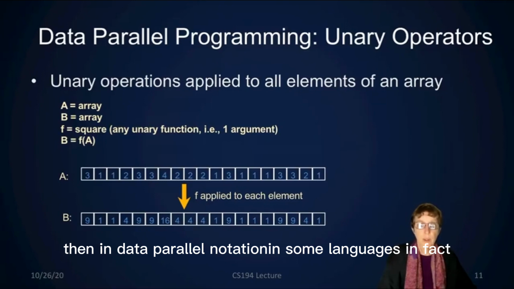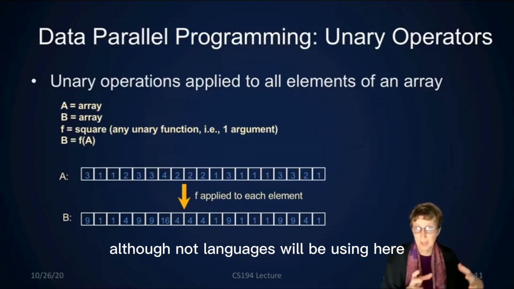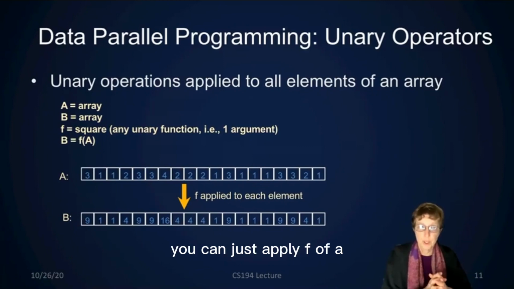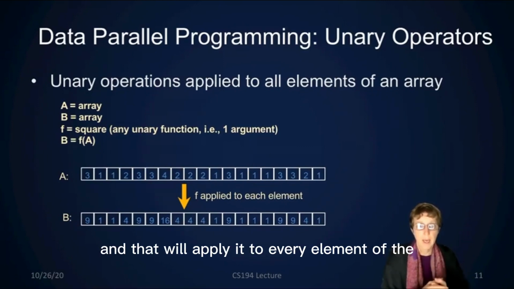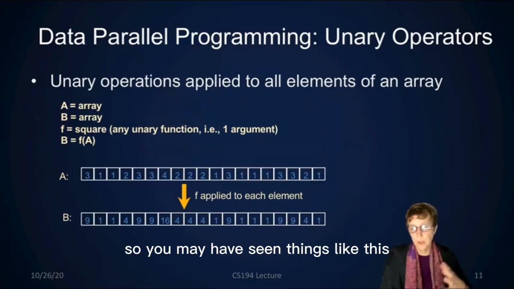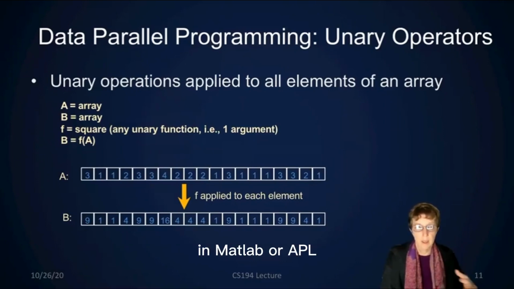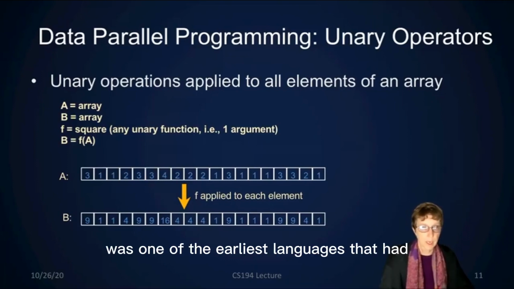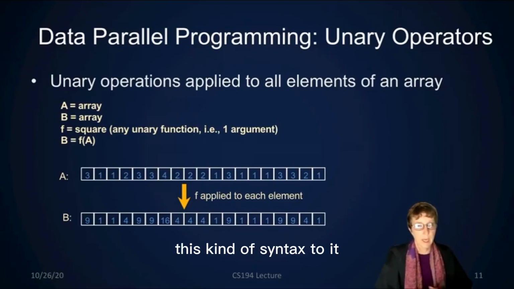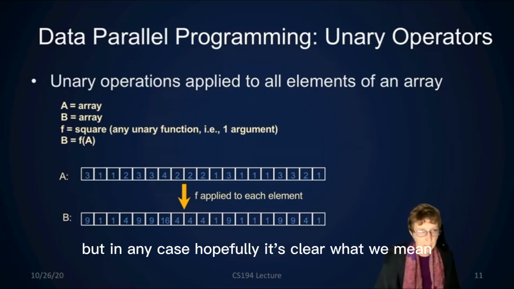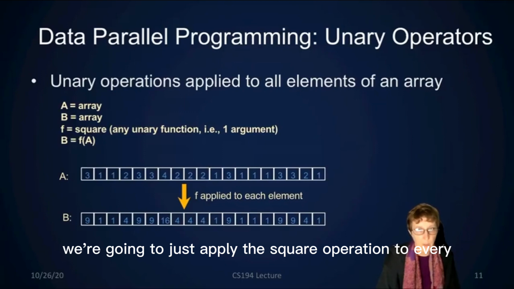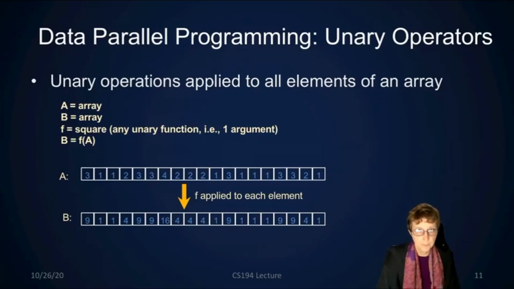Then in data parallel notation, in some languages, although not languages we'll be using here, you can just apply F of A, and that will apply it to every element of the array. You may have seen things like this in MATLAB, or APL was one of the earliest languages that had this kind of syntax to it. But in any case, hopefully it's clear what we mean. We're going to just apply the square operation to every element of the array.